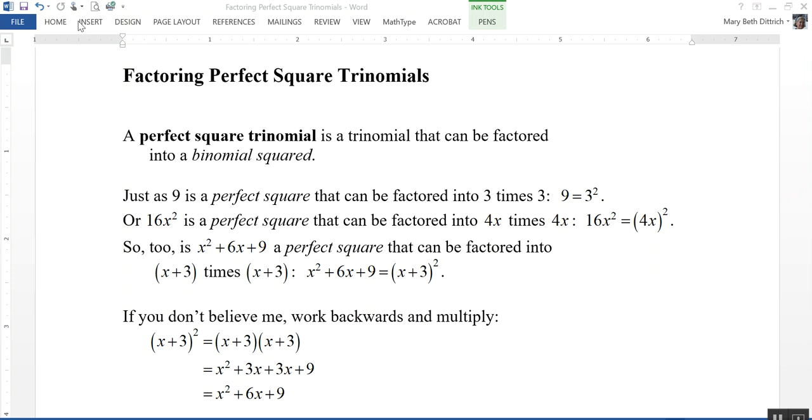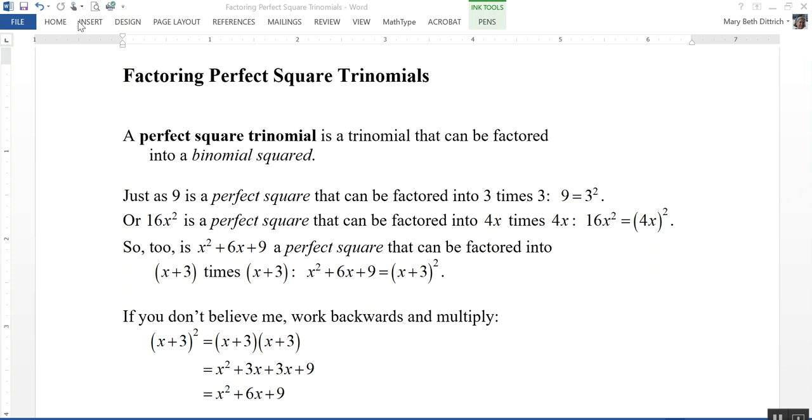So just as 9 is a perfect square that can be factored into 3 times 3, so 9 is equal to 3 squared, or 16x squared is a perfect square that can be factored into 4x times 4x, so 16x squared is the quantity 4x squared. So too is the trinomial x squared plus 6x plus 9 a perfect square that can be factored into x plus 3 times x plus 3. So x squared plus 6x plus 9 is equal to the quantity x plus 3 squared.